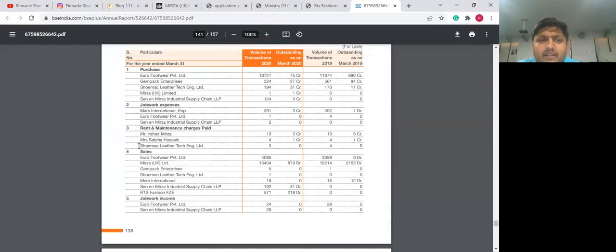When you take a look at the sales part, you will see a significant amount of sales to Mirza UK. Because these figures are in lakhs, near about 154 crores of sales are made by Mirza India to Mirza UK. Even though the number says volume, it's basically the rupee amount which we are talking about.